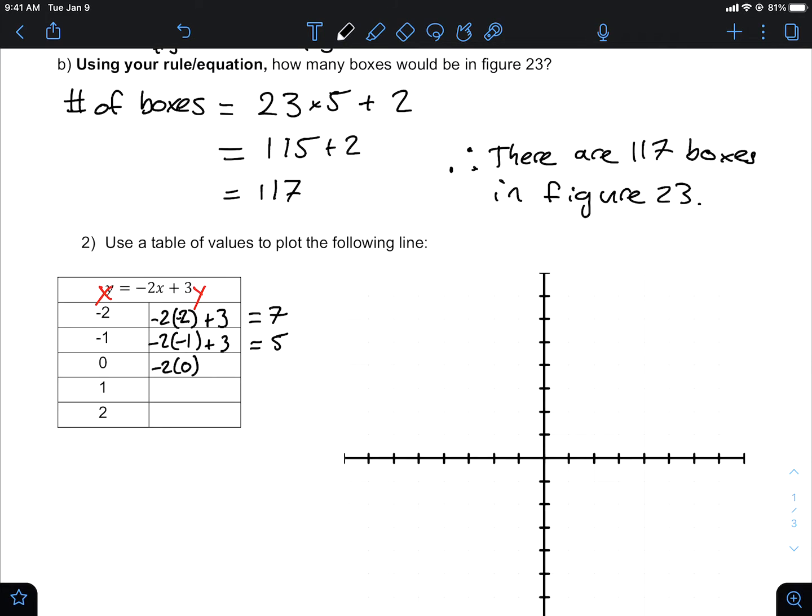And then we can carry on. So for 0, it's going to be minus 2 times 0. So obviously, it's just going to be the constant. It's going to be equal to 3. Then for 1, we have minus 2 times 1. This is minus 2. It's going to be a negative number this time. So then that will be equal to 1. And then last but not least, we have minus 2 times 2 plus 3. And so negative 2 times 2 is negative 4, plus 3 is just going to get you to negative 1. So this is a good example of a decreasing pattern.